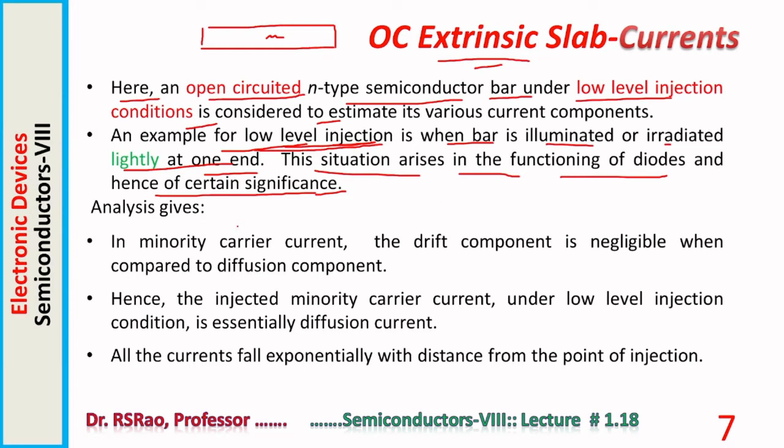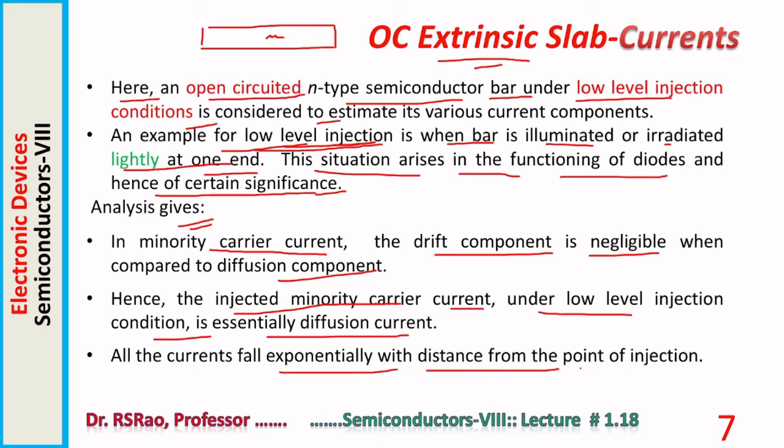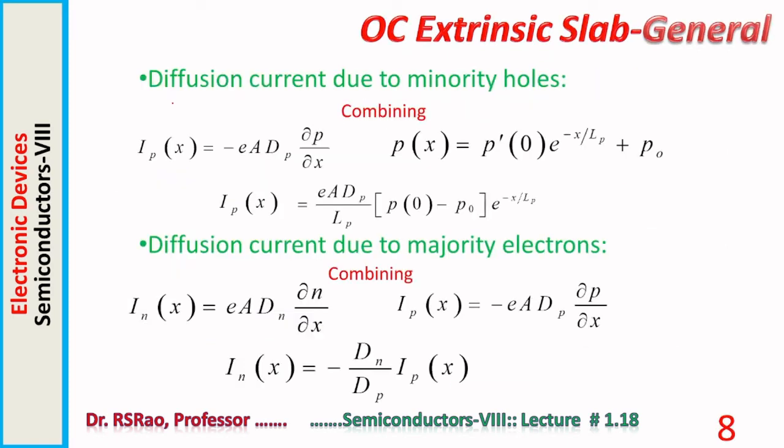So the results of the analysis which we did just now, we are going to use them. They are going to be useful to us. Analysis gives that in minority carrier current, the drift component is negligible when compared to the diffusion component. Hence, injected minority carrier current under low level injection condition is essentially diffusion current. All the currents fall exponentially with the distance from the point of injection. So we do actual estimation here.